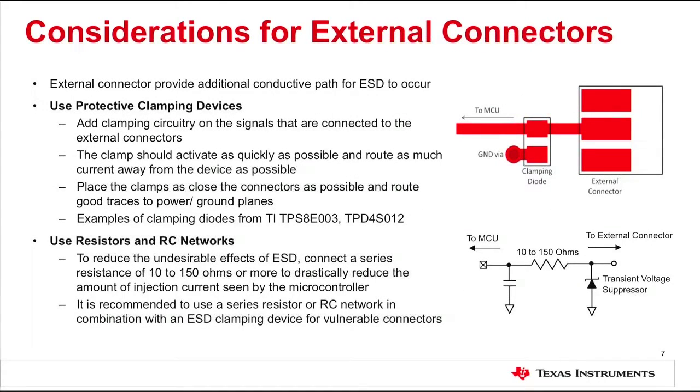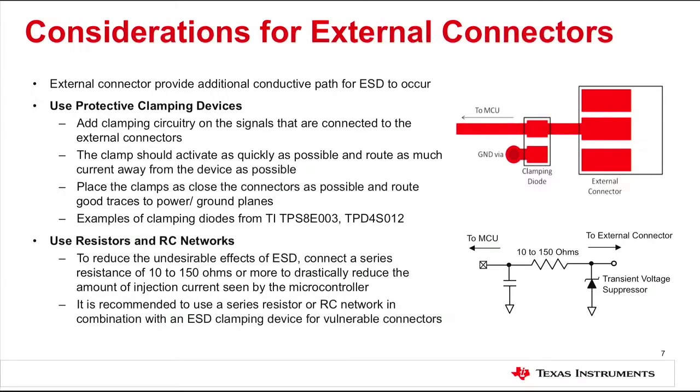Most real-end products have connectors such as RJ45, USB, DB9, or simply pin headers. The exposed terminals of these connectors provide a conductive path for electrostatic discharges to happen. To prevent damage to the sensitive active components due to ESD, it is recommended to use protective clamping devices or RC networks. While choosing the clamps, please keep in mind that the clamp should be activated as quickly as possible and route as much current away from the device as possible. Clamps are most effective when they are placed as close to exposed terminals as possible.